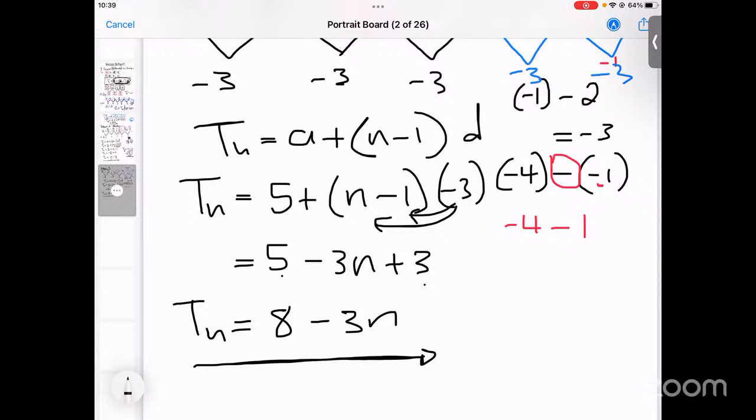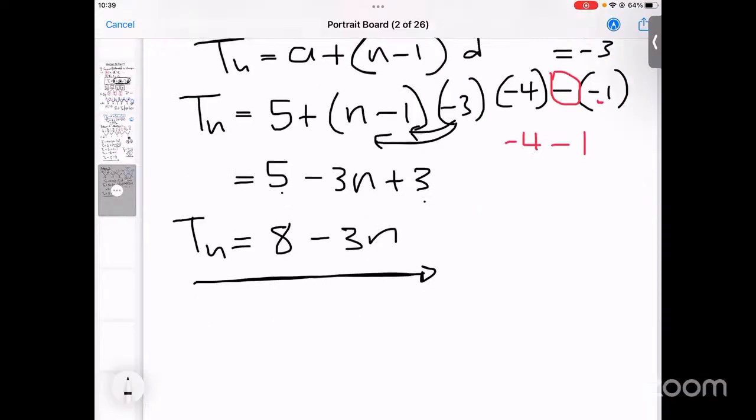So even if they say, what is the 11th term of this thing? You know very well that all that you have to do is just say T11 is equal to 8 minus 3 into 11, put it on a calculator, and then it gives you whatever you get. Let's see, 8 minus 3 into 11 equals -25.